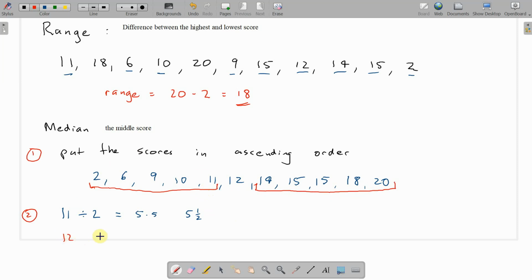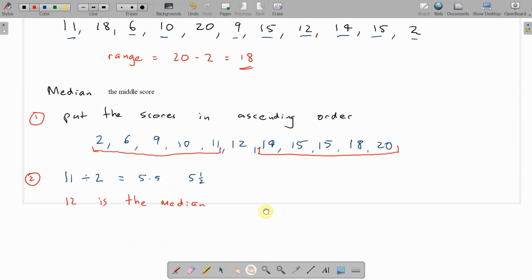So 12. What I've done here, I divided the number of scores by 2, gives me 5.5. That tells me there's 5 scores above the median and 5 below it. And so the 12 is the middle score. Five scores above it, 5 scores below it, 12 right in the middle.